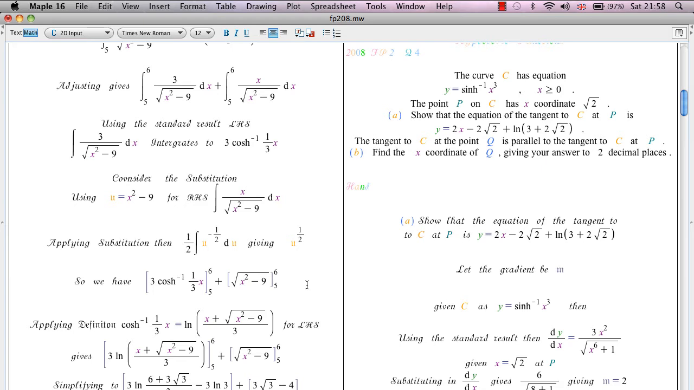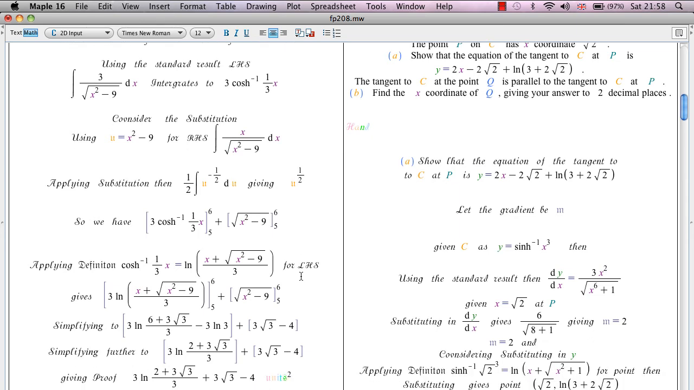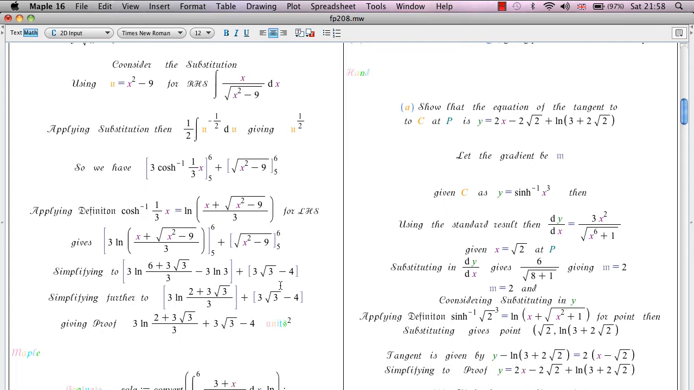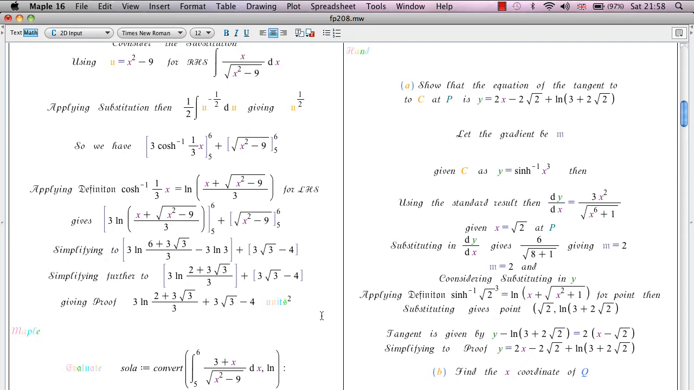So then applying between the limits, substituting x squared minus 9 back, and considering the ln definition for inverse cosh functions, substituting and evaluating between the limits, simplifies to the proof required.